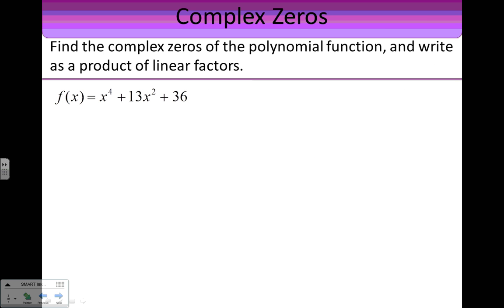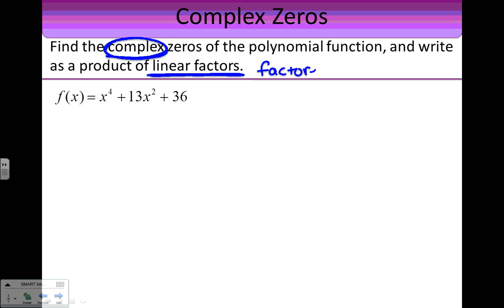All right, so let's find the complex zeros of the polynomial function and write as a product of linear factors. So I would like you to write down these directions, at least for the first one. The directions will be the same for all of them. So write down these directions right now. Because remember, it's different than the directions that we had when we did this in class the other day. Because now we're finding the complex zeros, so that tells you that you can have imaginary zeros. And we're writing as a product of linear factors. So we need to get it down all the way for each factor to have a degree of 1.